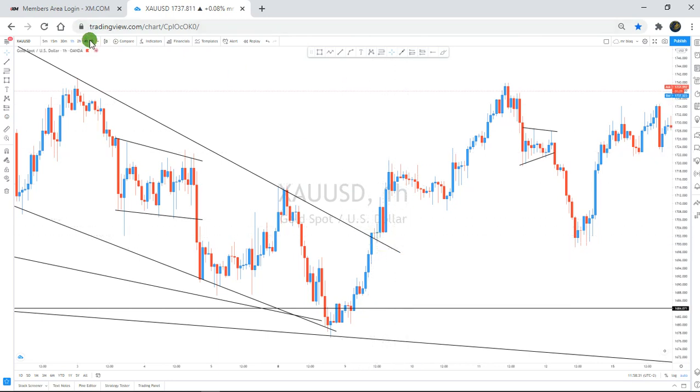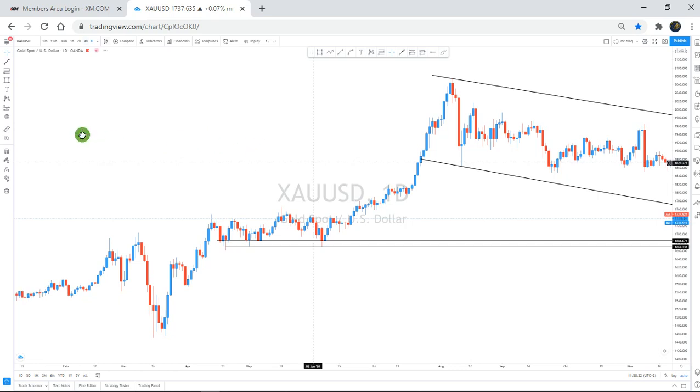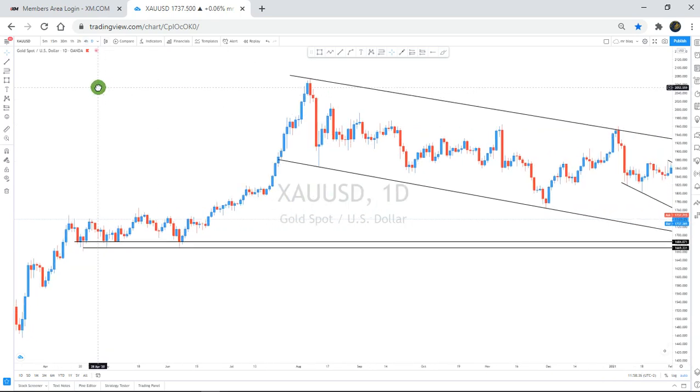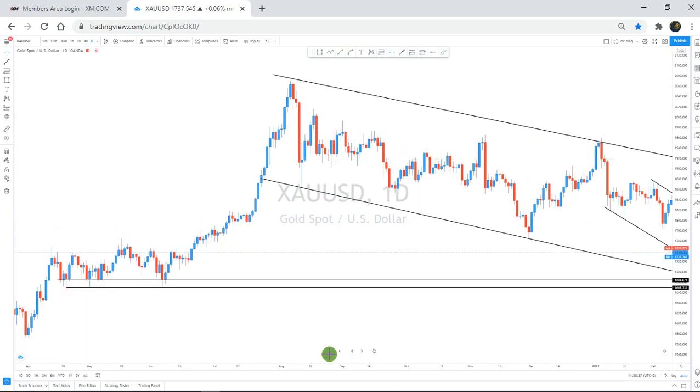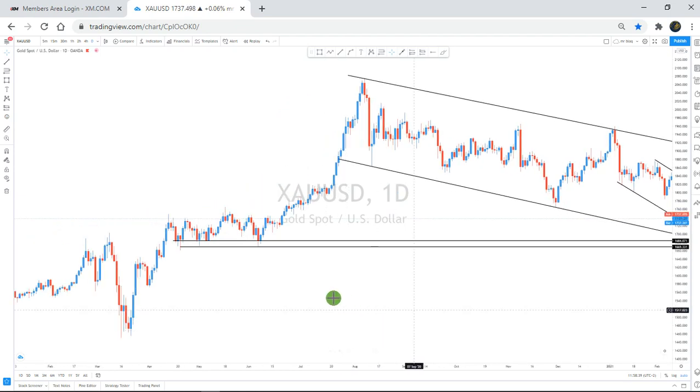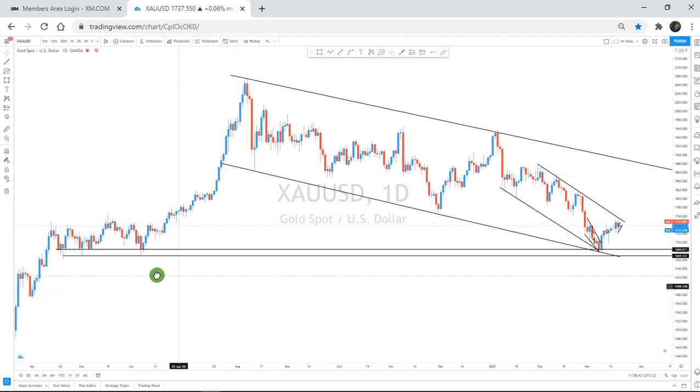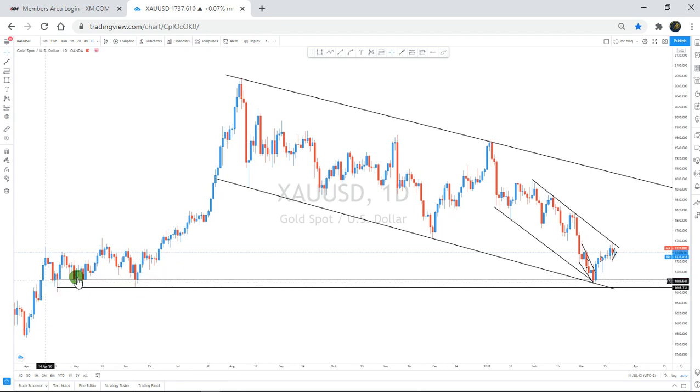So if I can go to daily, you can see I had my reversal zone, which is my key level here. I had three touches on this level here. So this was the fourth touch here. So it was very valid for them to be able to reverse at this point.